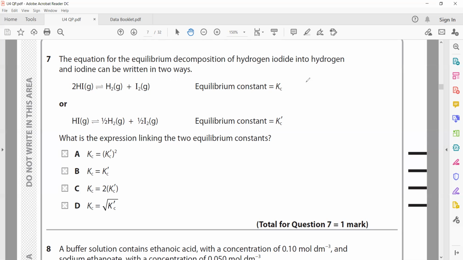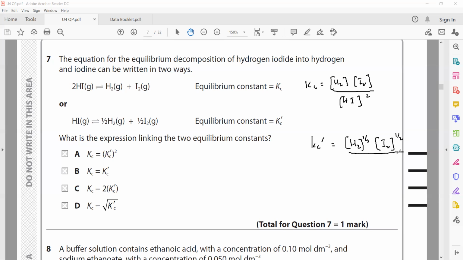Because if I write Kc for this, Kc is product divided by reactant. So concentration of hydrogen, concentration of iodine divided by hydrogen iodide raised to power 2. And when I write Kc dash, that is square root or power 1 by 2, you can say, hydrogen concentration raised to power 1 by 2, iodine concentration raised to power 1 by 2, and divided by hydrogen iodide.